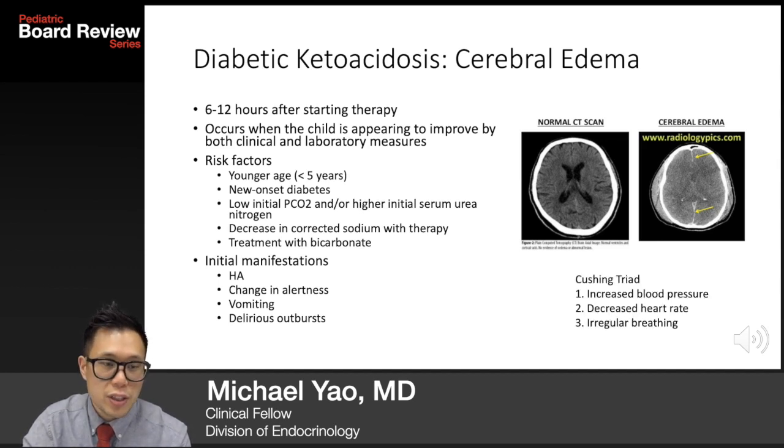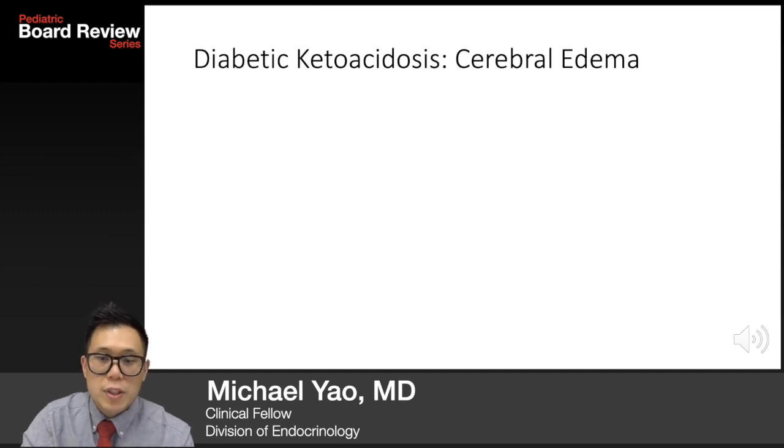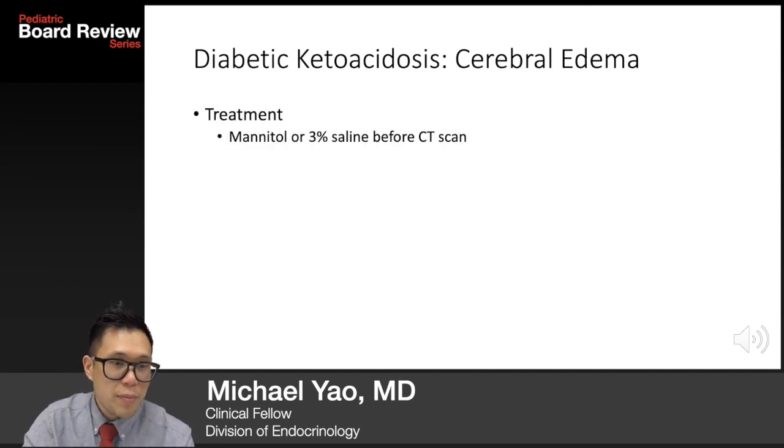Some initial manifestations of cerebral edema are headache, a change in alertness, vomiting, or some delirious outbursts. Here's a picture of a normal head CT on your left, and on the right a picture of a head CT of someone with cerebral edema. One thing to note is the effacement of your sulci and also your lateral ventricles. Also to know is there could be some evidence of Cushing triad with cerebral edema, which is the triad of increased blood pressure, decreased heart rate, and irregular breathing. As far as treatment of cerebral edema, that is done with mannitol or 3% saline.